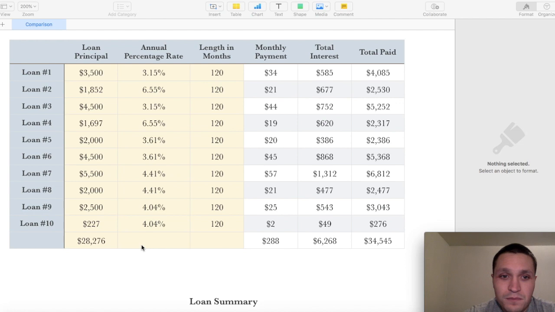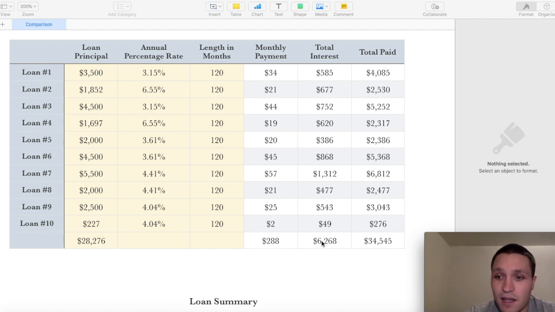I have another video where I talk about the stock market, where I put money in there, and I ended up taking it out because the stock market started going down, and I thought, okay, if I pay off my loans, at least I'm guaranteed to make money. What I mean by that is that the loan principal is $28,276, but if I had these lasting over 10 years like they were supposed to, I would end up paying an extra $6,268.